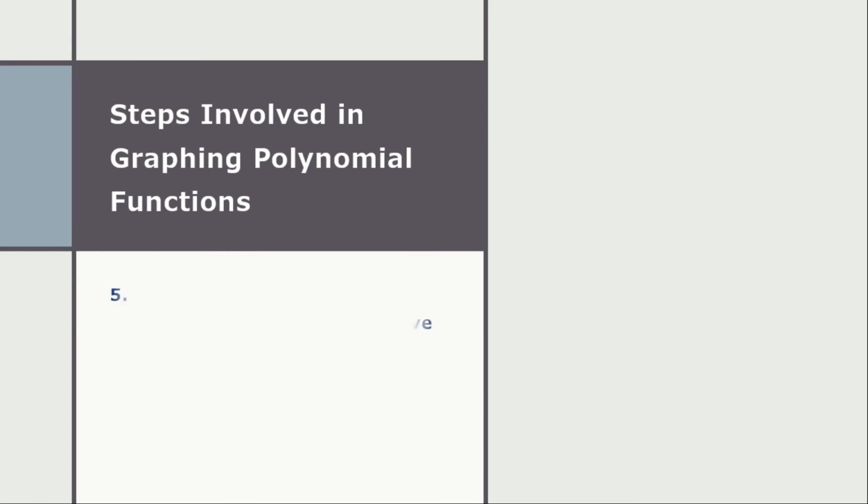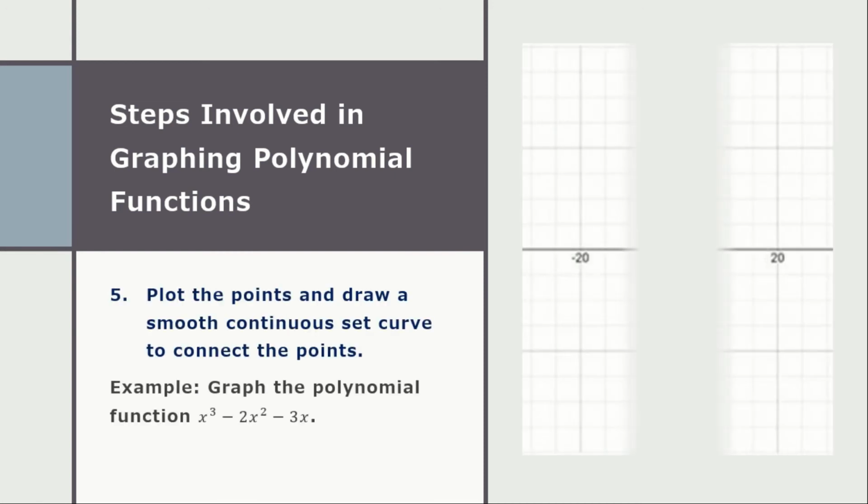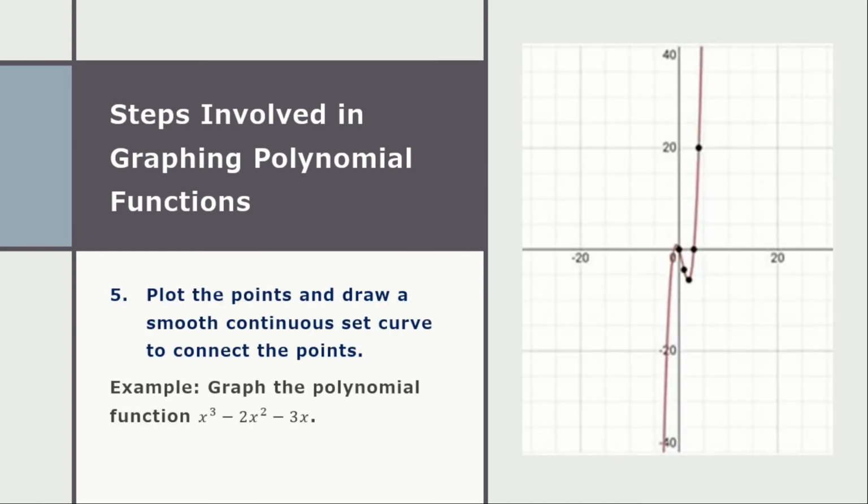So the graph of the polynomial function x raised to 3 minus 2x raised to 2 minus 3x has 2 turning points, and it also crosses the x-axis at 0, 3, and -1. And the end behavior of the graph falls to the left and rises to the right.